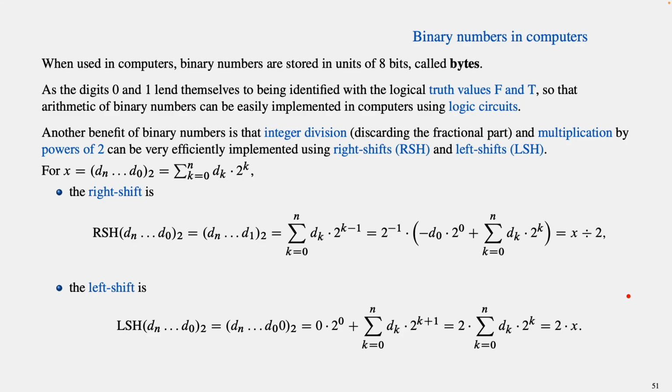And what's so great about these left and right shifts is that they can be implemented very efficiently in a computer. So these integer divisions and multiplications by powers of 2 can be performed very, very quickly in a computer that uses binary representation, which practically every computer does.